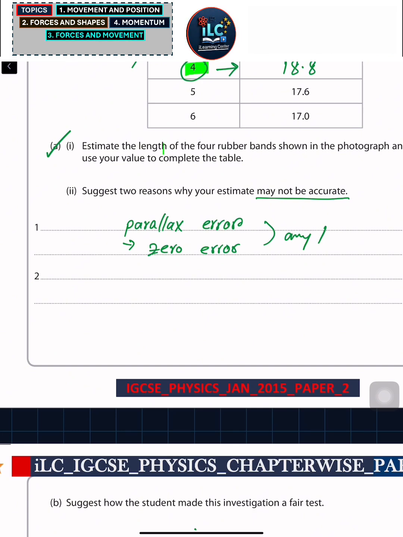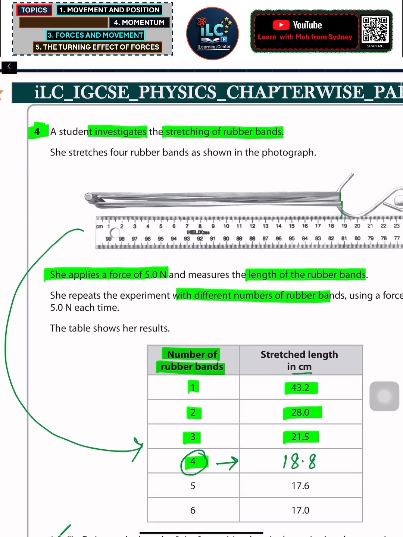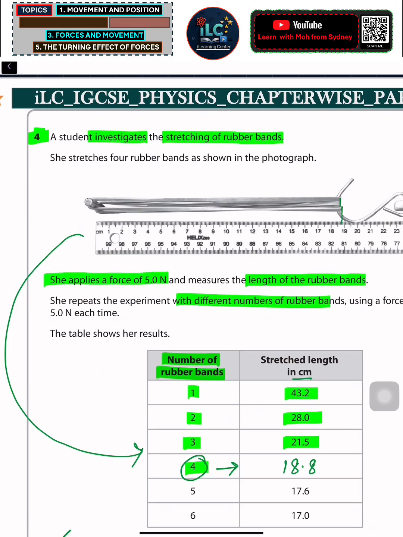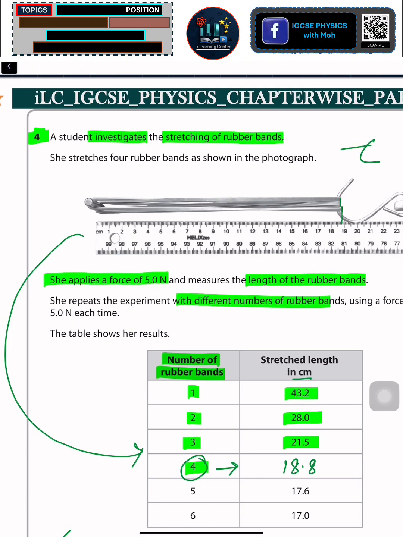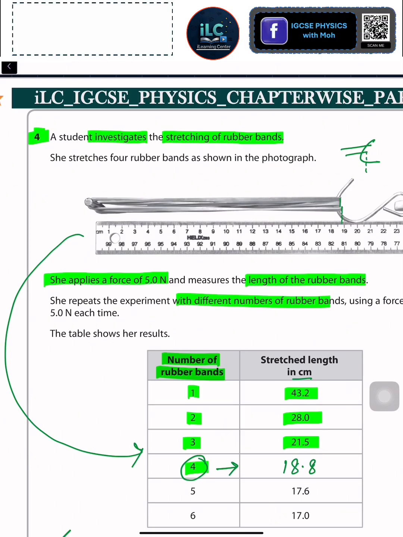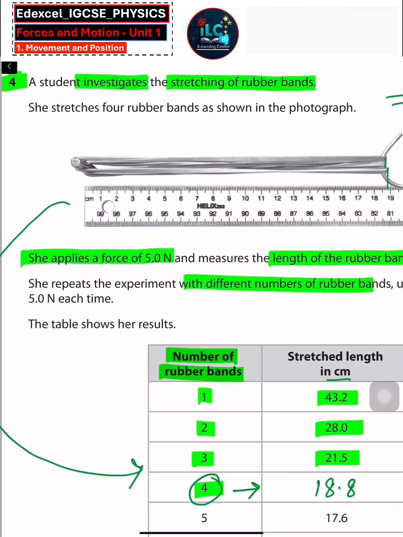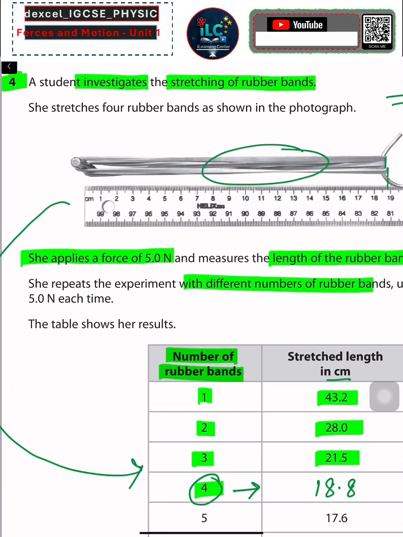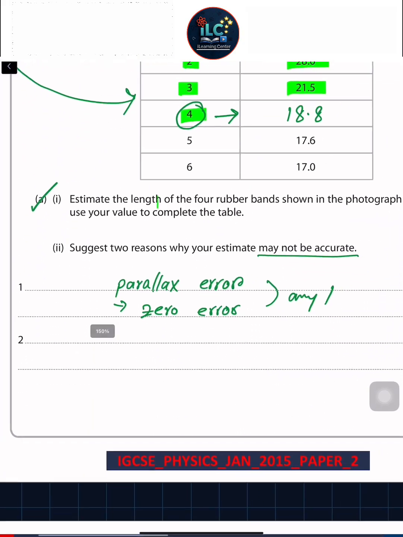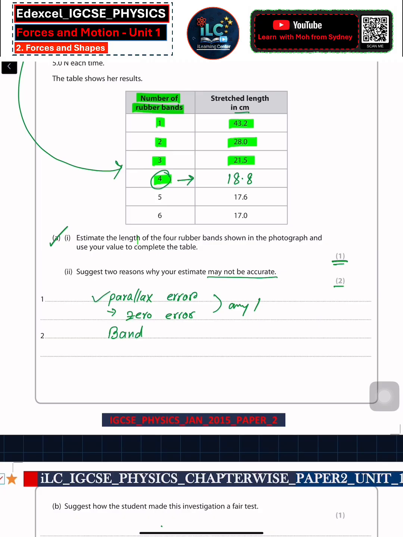And then for the second part, if you look here, this band is basically on a curve. If you're putting a band here, this varies your length. So it's not a very good experiment to do. Again, if you look here, you'll see that the bands are twisted. So you can say that the bands are twisted. Don't just mention parallax error and zero error. It's not a good idea.